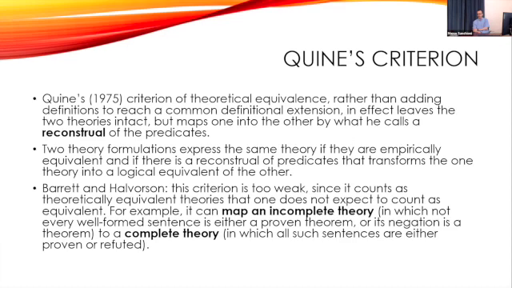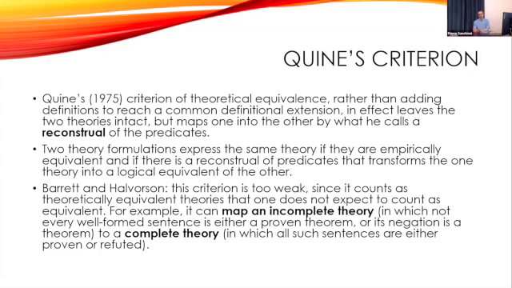They contrast this with another criterion that Quine introduced in a well-known paper in '75, one of the papers where he talks about underdetermination. His criterion of theoretical equivalence is that rather than adding new definitions to change the theory into a more general theory or a theory that has a bigger signature, he introduced what he calls a reconstrual, which is a map from one theory to the other. So two theory formulations express the same theory if they are empirically equivalent, and if there is a reconstrual of predicates that transforms the one theory into a logical equivalent of the other. I won't go into the details. Again, Barrett and Halvorson formalize this in first order logic, so they show how you can actually make these mappings.